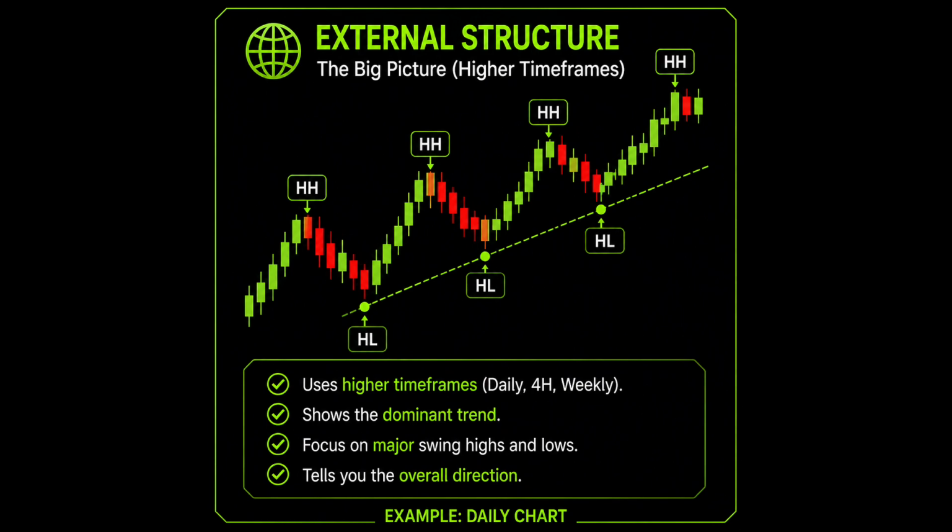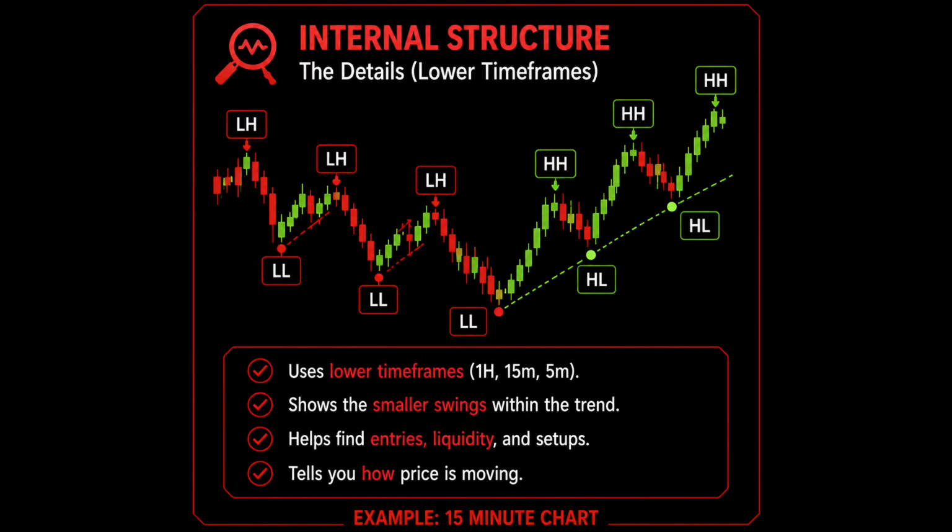Think of external structure as your roadmap. It tells you the direction institutions are likely to favor. Now let's look at internal structure. Internal structure is what happens inside that larger trend. It is found on lower time frames, such as the 1-hour, 15-minute, or 5-minute chart. Here we see smaller swings, pullbacks, liquidity grabs, and entry opportunities.